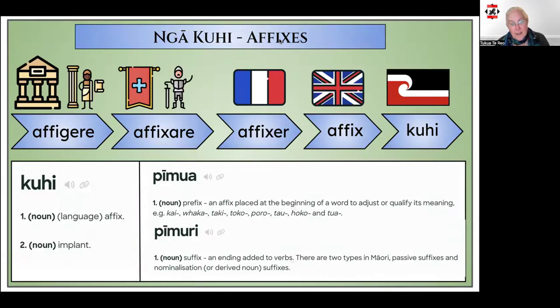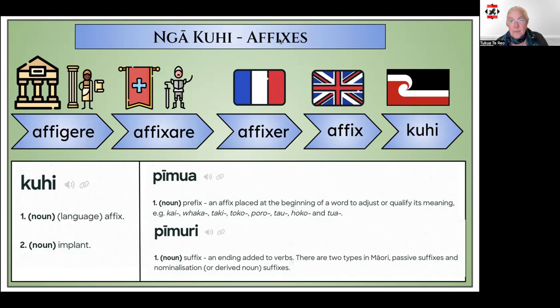Just a quick note about affixes, or ngā kuhi. The word affix comes from the Latin word affixere, which means to fix something onto something else. In medieval times, the word had evolved into affixer and into the Old French affixer. From there, the English word affix came about. The meaning of the word has remained the same. In Te Reo Māori, the word for affix is kuhi, which means to insert or implant.